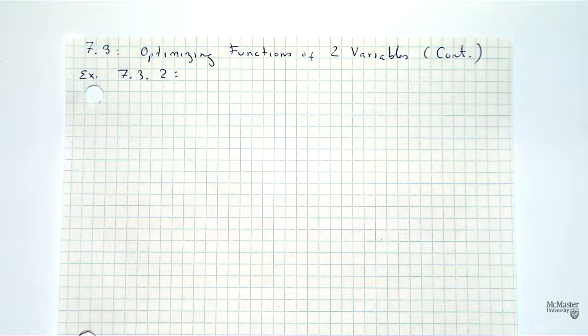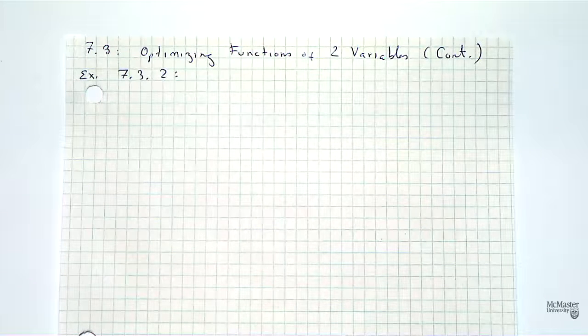Okay, so we'll continue with the optimization of functions of two variables. Yesterday we finished our first example, which was related to the paraboloid, the surface of revolution. And today we will do some examples that are either theoretical or more applied.